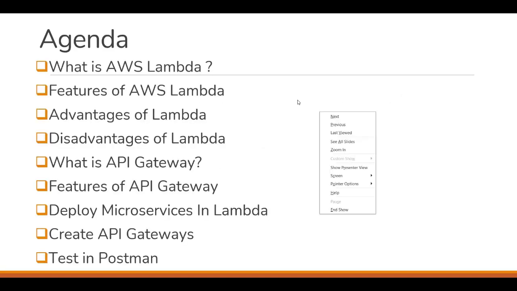Agenda. In this class, we will learn what AWS Lambda is, the features of AWS Lambda, and the advantages and disadvantages of Lambda, API Gateway and its features. We will also do hands-on work: how to deploy microservices in Lambda, how to create API gateways, and how to test the API URL in Postman. Let's move on.